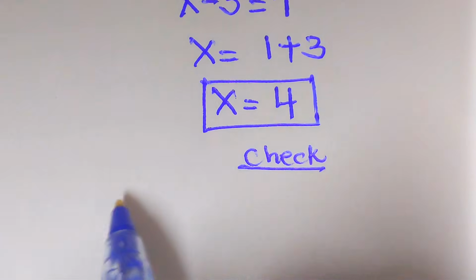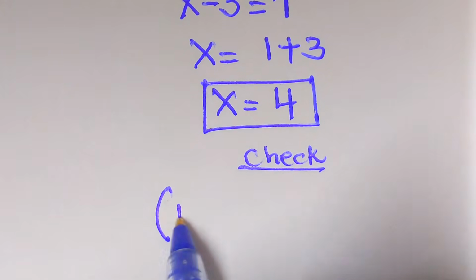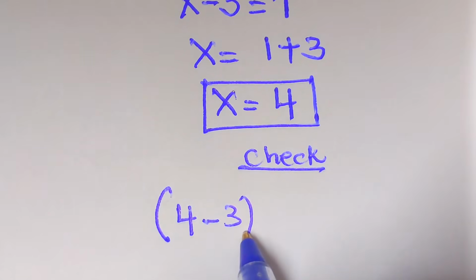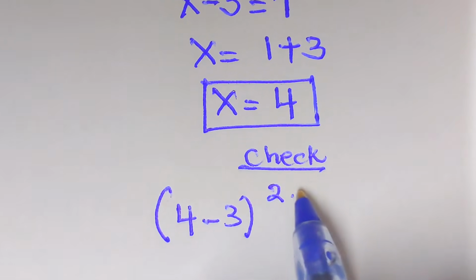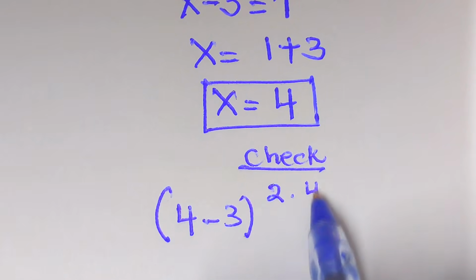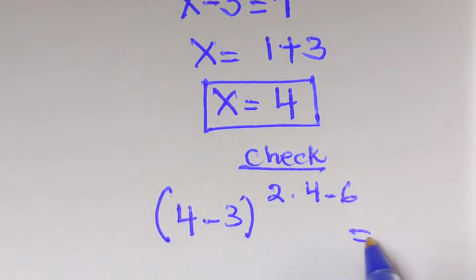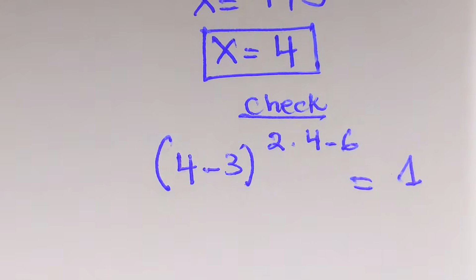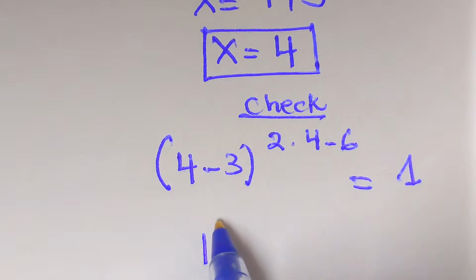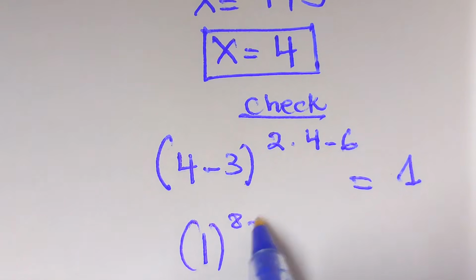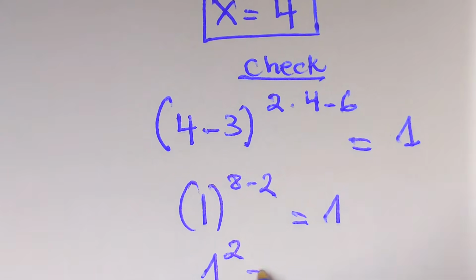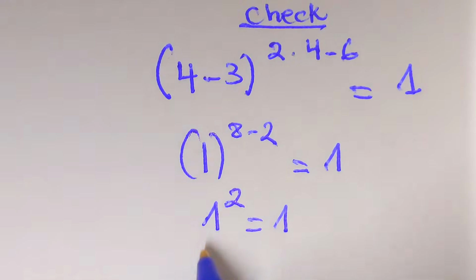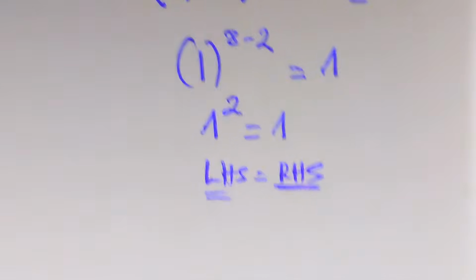And here we can check if the answer is correct. We have 4 minus 3 raised to the power of 2 times 4 minus 6, which should equal 1, so that we have 1 raised to the power of 8 minus 6, which is 1 squared, which is equal to 1. Left hand side equals right hand side. I can say that here.